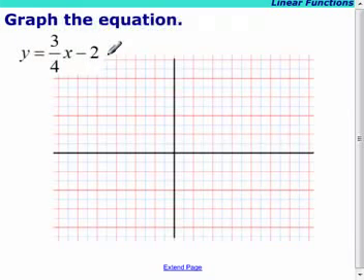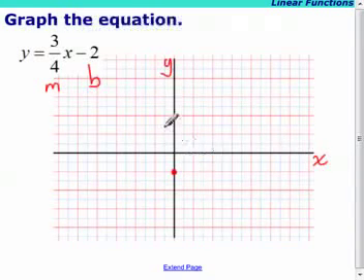If I'm given a linear function in this format and I would like to graph it, it's a fairly simple process as long as I can identify what the slope is and what the y-intercept is. To graph, start with your y-intercept. That's -2. Here's my y-axis and here's my x. So -2, I would be right down here. That's my y-intercept. Then it says my slope is 3/4.